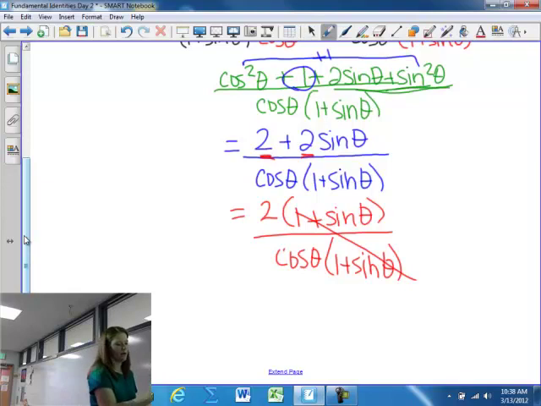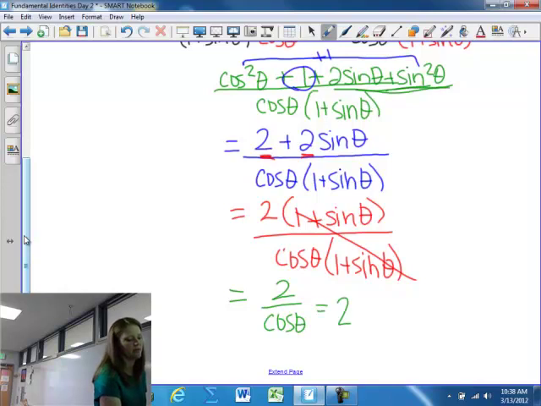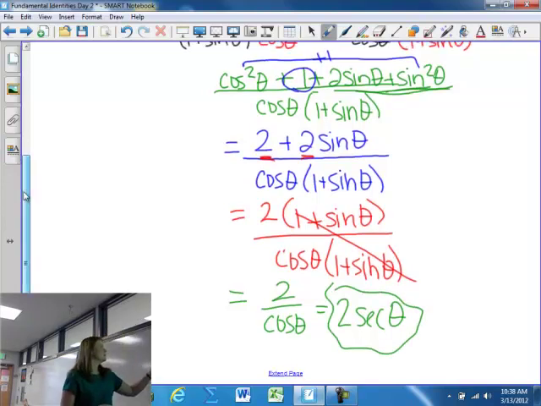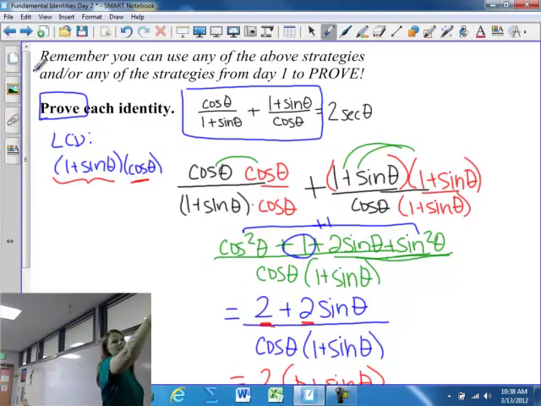Okay. 2 over cosine of theta? Well, cosine is the reciprocal of secant, so wouldn't this just be 2 secant of theta? Now, is that what we wanted? Let's go back and see. Was that what we wanted? I sure hope so. Go way back up here. Oh, phew. Yay. Okay. So we can use all these strategies mixed up together.